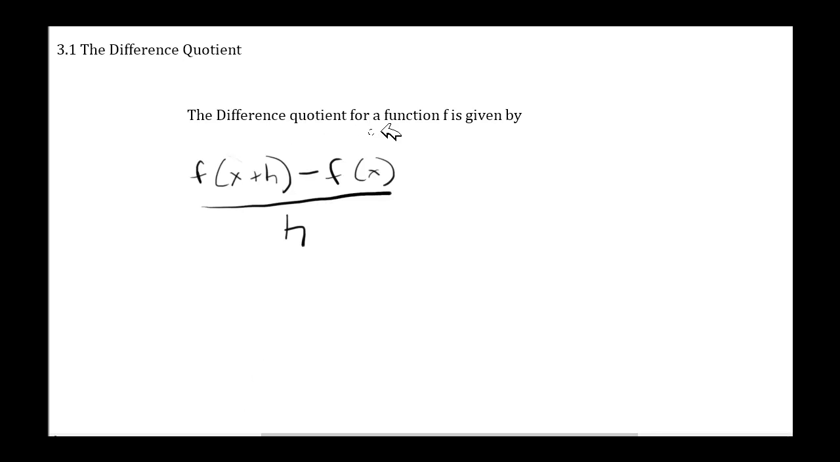So the difference quotient for function f is given by f of parentheses x plus h minus f of x, all divided by h. So it looks intimidating, but it's really not that bad. All we want to do is work through the mechanics of how to simplify something like this. So let's take a look at a couple examples.